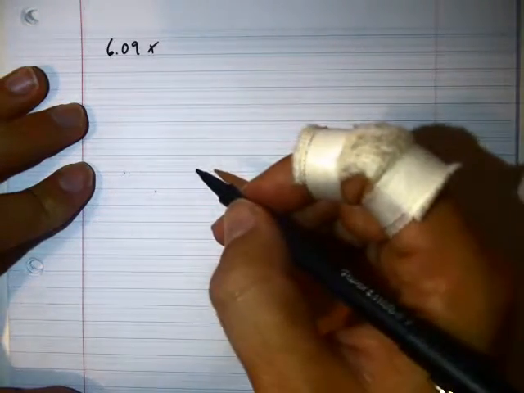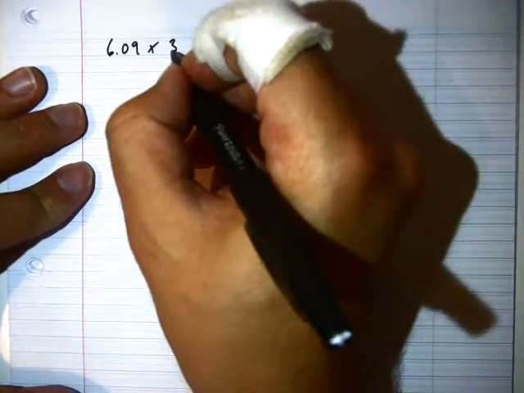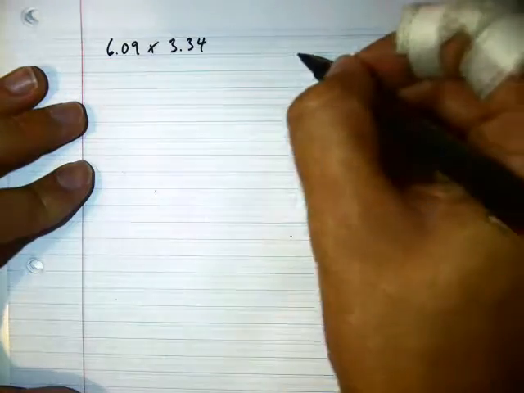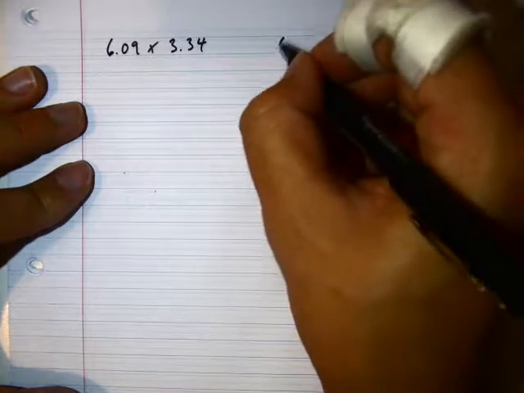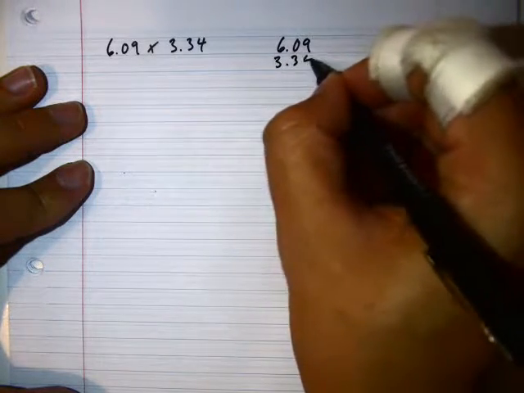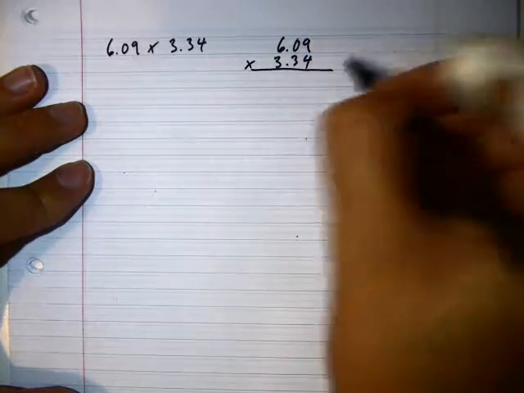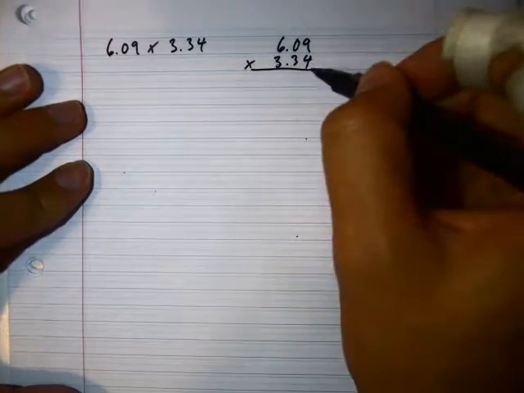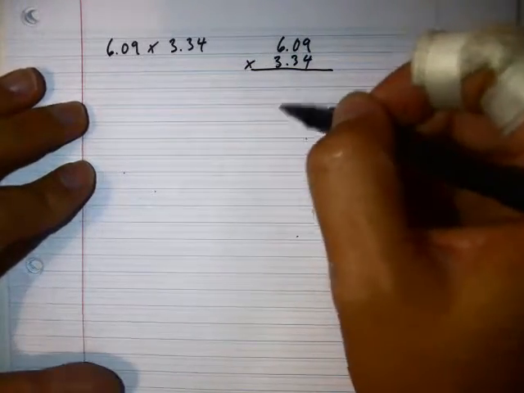Okay, my last example here is going to be 6.09 times 3.34. And I'm going to line them up like this. 6.09, 3.34 times. Now, if you remember, I have 3 digits down here, so I'm going to have to add up a total of 3 parts down here.